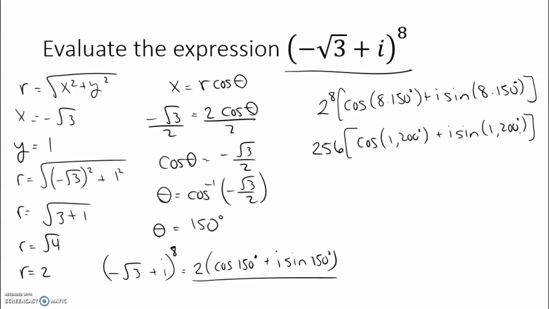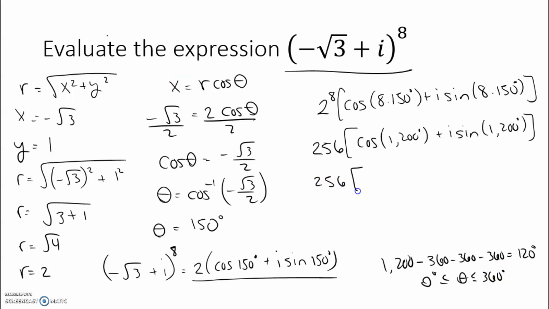Okay, so I'm going to get that back between 0 and 360. So I'm going to take the 1,200 and keep subtracting 360 until I get some number between 0 and 360. So if I do this 3 times, that will give me 120. And 120 is between 0 and 360. So this is really cosine of 120 plus i sine of 120.